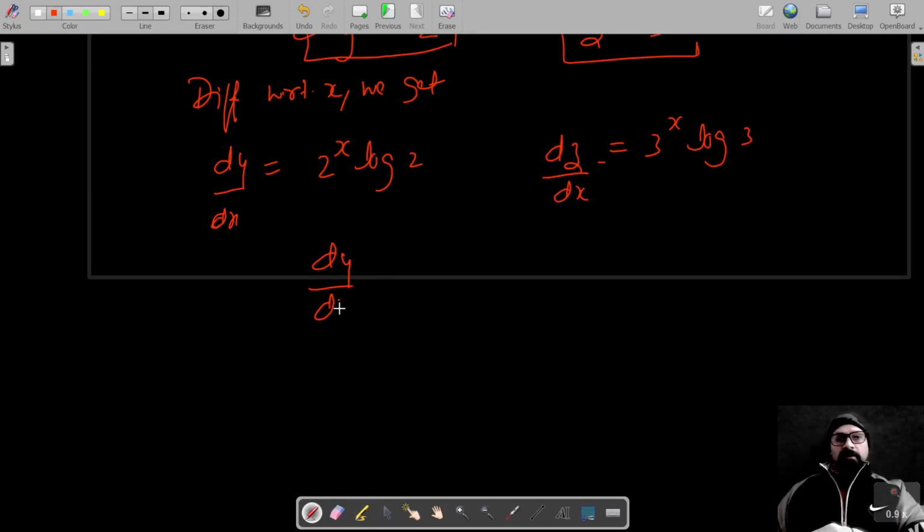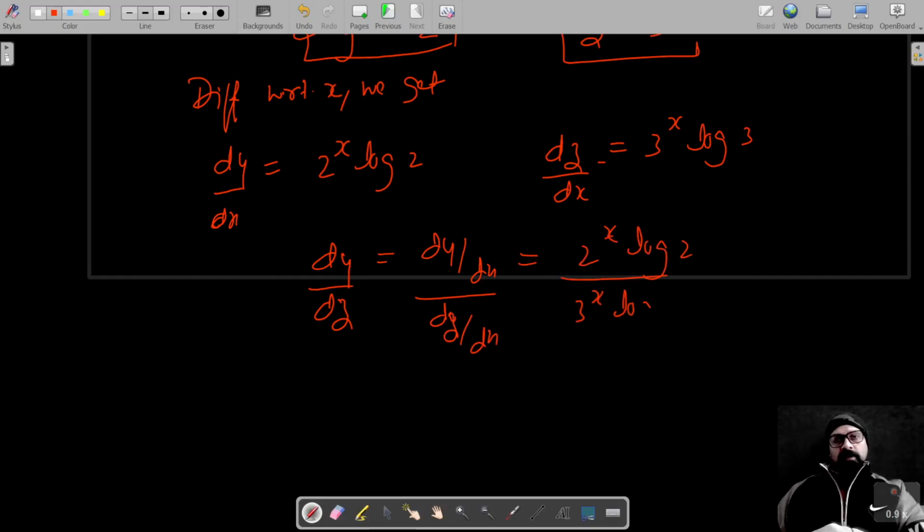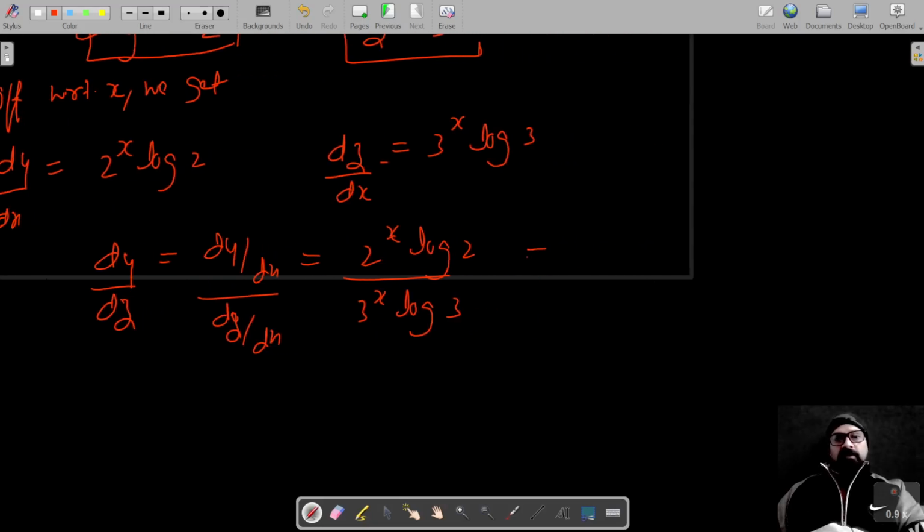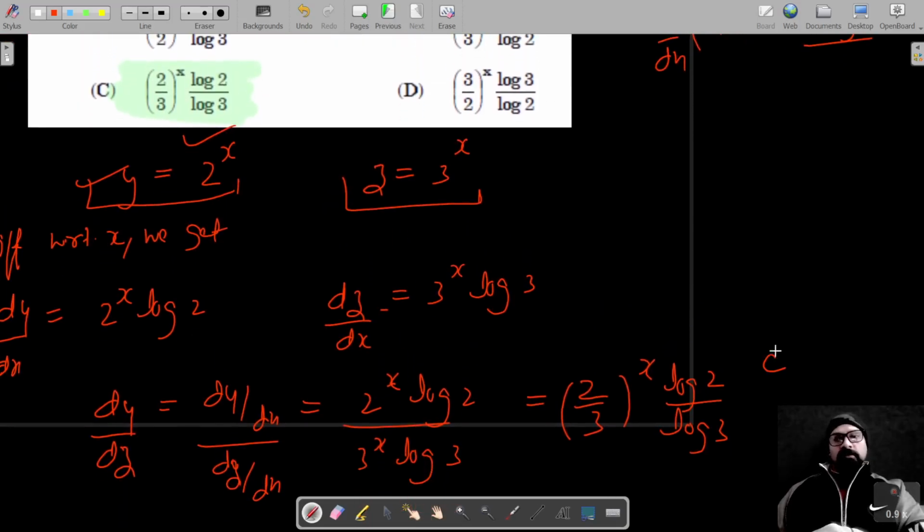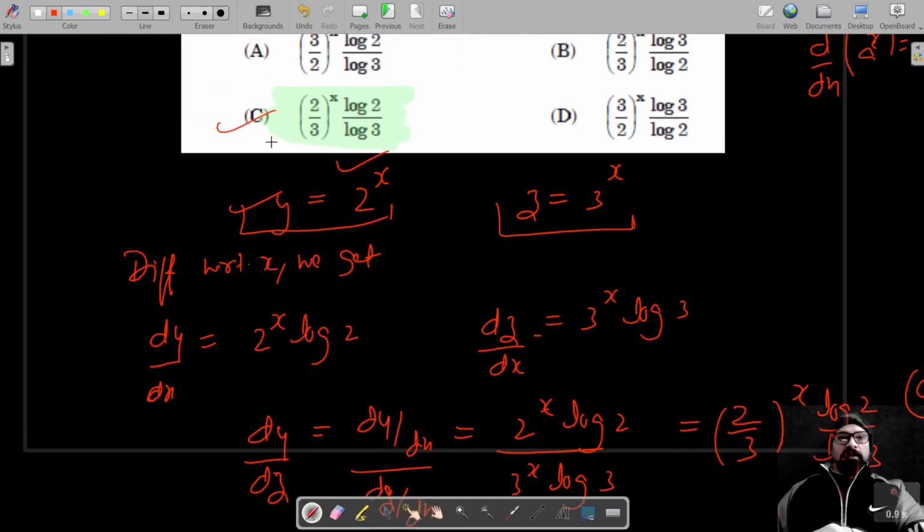Now we have to find dy by dz, that should be equal to dy by dx divided by dz by dx. This is equal to 2 raised to the power x log 2 over 3 raised to the power x log 3. This is equal to 2 by 3 raised to the power x into log 2 by log 3, which is option C. So C is the correct option for this.